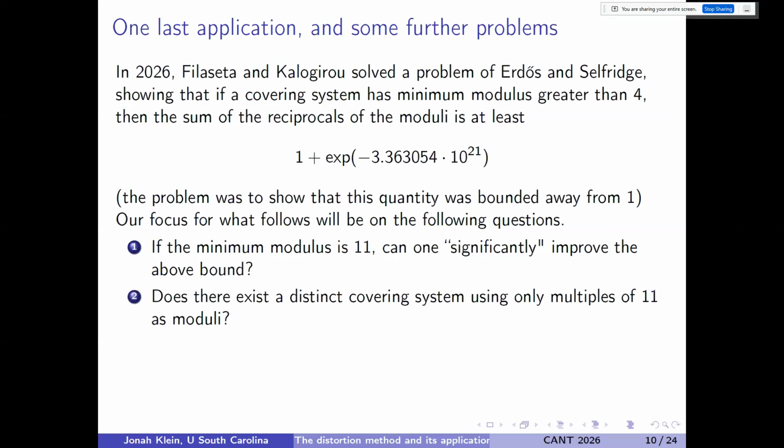2, does there exist a distinct covering system using only multiples of 11 as moduli? Somewhat similar to that question above. Again, 11 appears. There are links between these problems, and we're going to talk about that more.